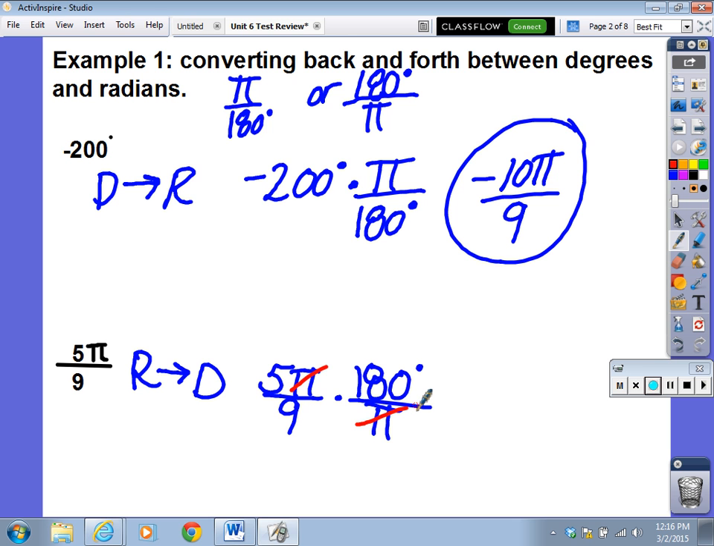So our pi's divide out, and on your calculator you can do this many ways. I just type in 5 times 180 divided by 9, and it will give you the answer. There are many ways of doing this. That would be 100 degrees. So they're equal, guys. 5 pi ninths and 100 degrees are in the exact same spot. They're just different forms, radians to degrees or degrees to radians. Okay, questions on that? Moving on to the next example.